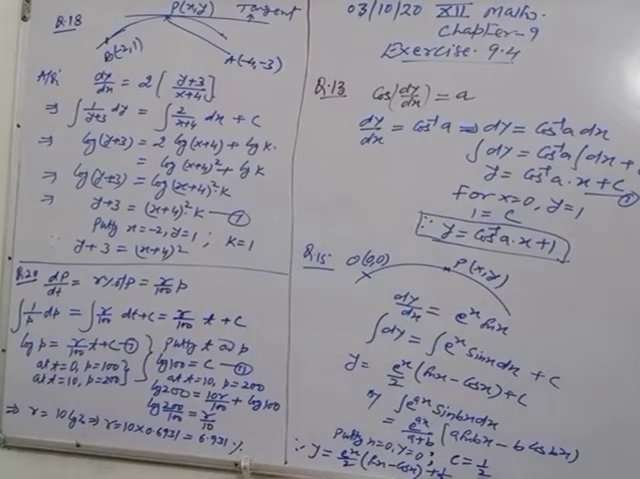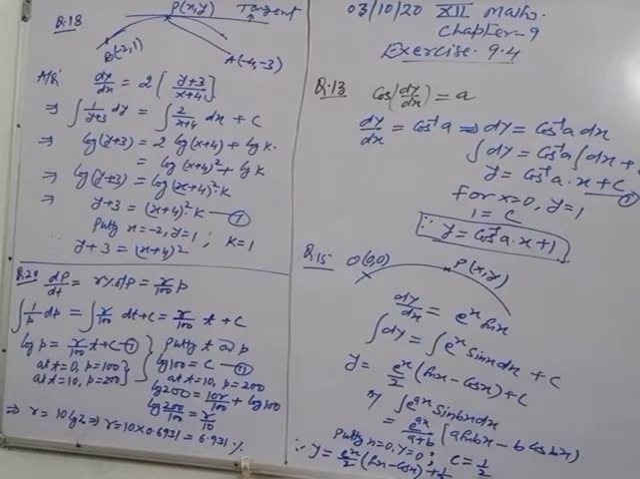12th math students, see some problems from exercise 9.4 differential equation. See question number 13: cos of dy by dx is a, where a is constant. So dy by dx is cos inverse a. By separation of the variable, dy is equal to cos inverse a into dx. Integrating both the sides, y is equal to cos inverse a into the integral of 1 dx, that is x plus c. This is your general equation.